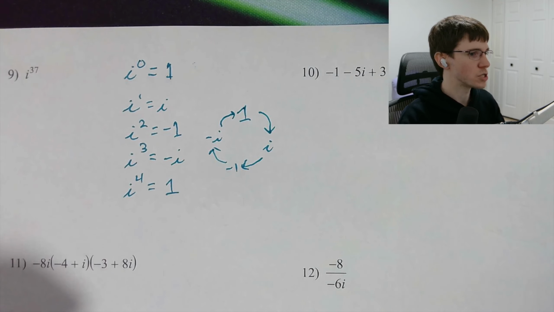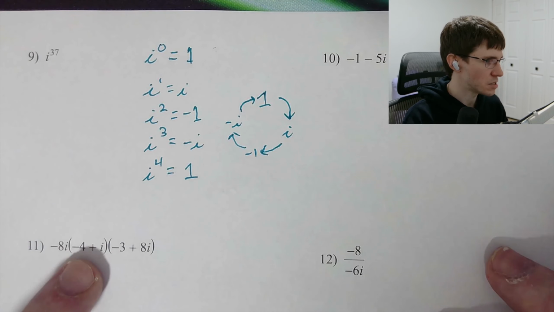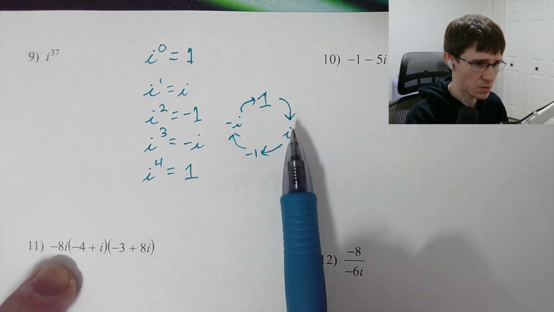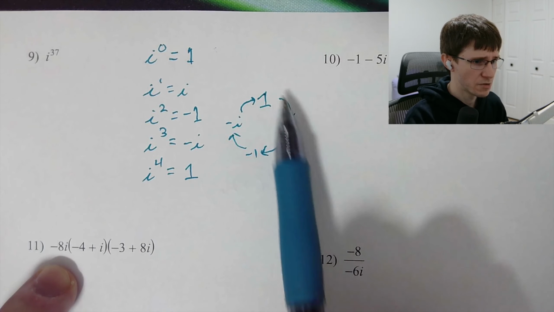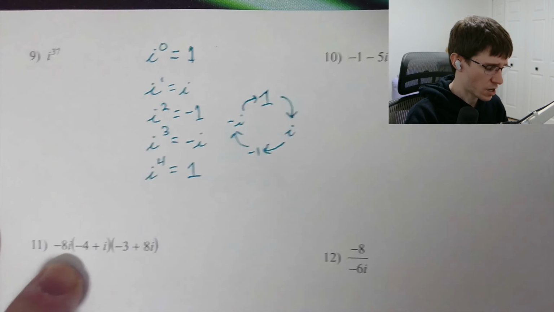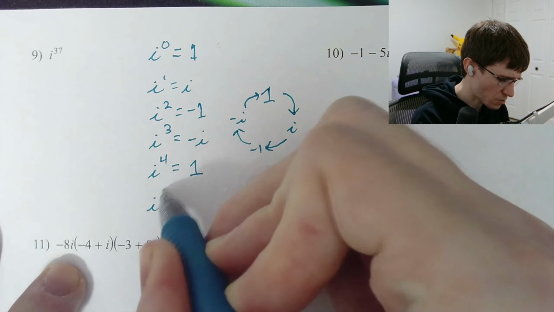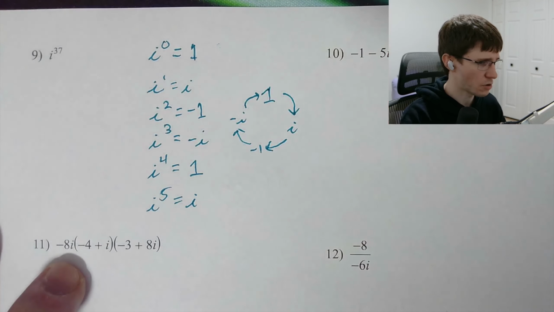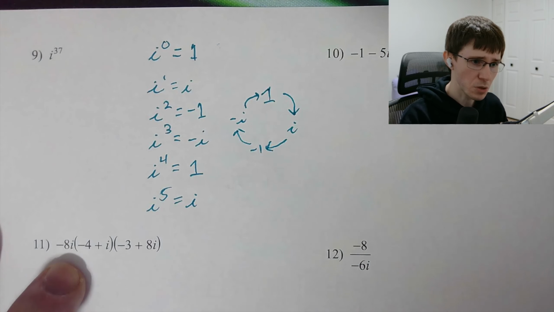Now, how can you actually do these problems quickly? The idea is you could simply say, well, this is i to the 0, and then 1, 2, 3, 4, 5, 6, 7, 8, 9, 10, 11, 12. Because what you're really doing is multiplying by i again each time, and you're just going all the way up to 37. This would take you a long time.